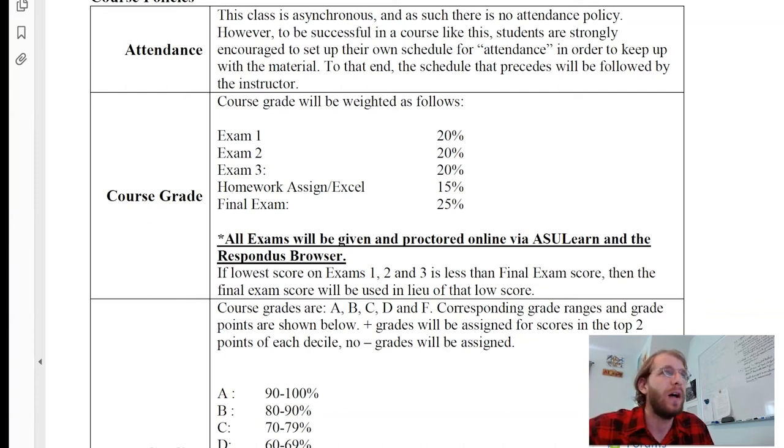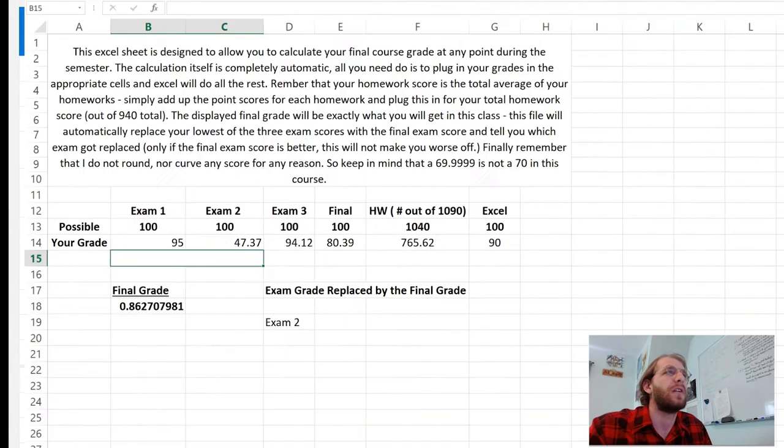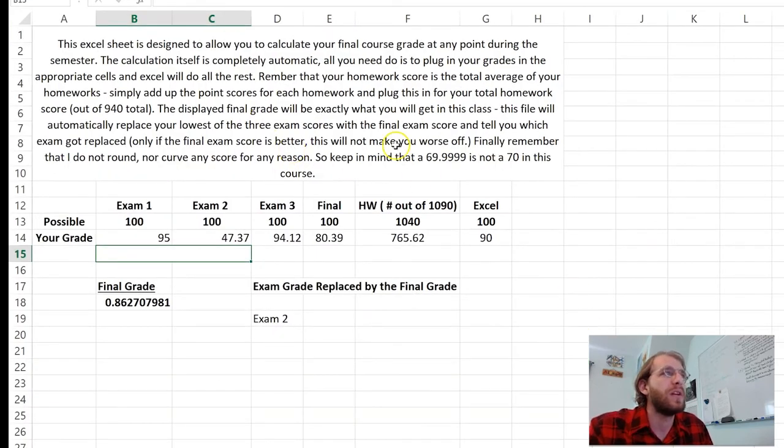the Excel file that is on the As You Learn page right here, Check My Grade. Check My Grade will allow you to check your grade at any point. It is a pre-built sheet that will automatically check and replace and calculate your final grade. Okay, so here's the instructions. This will tell you exactly how to handle this.